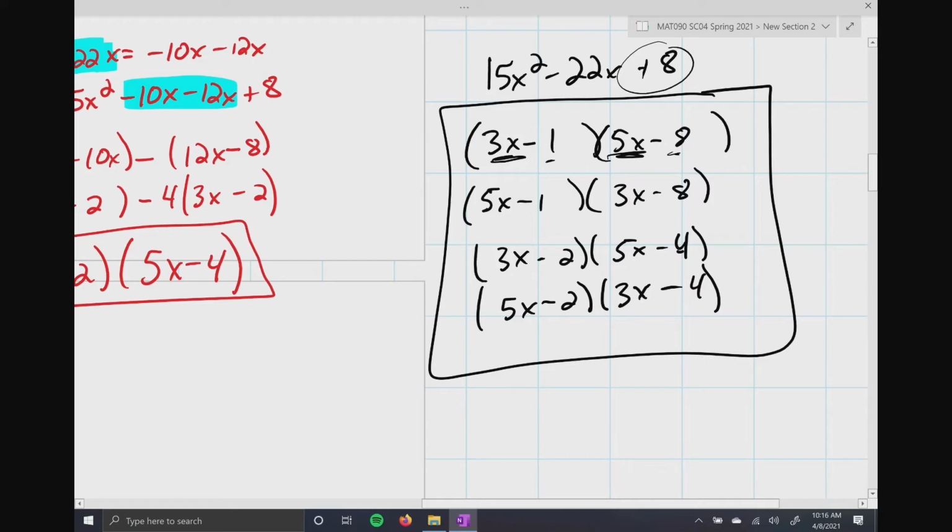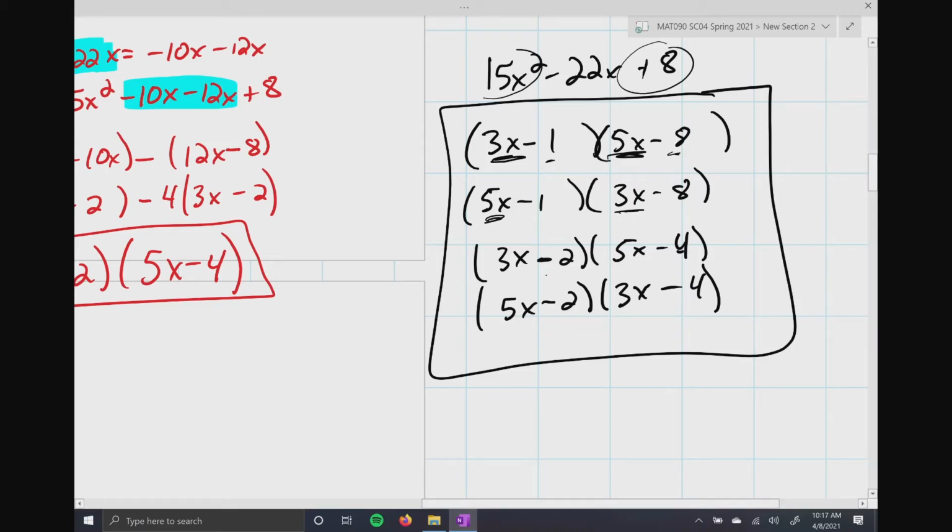Look at the second example. 5x times 3x is 15x squared. Negative 1 times negative 8 is positive 8. Look at the third example. 3x times 5x is 15x squared. Negative 2 times negative 4 is still positive 8. And the last example, 5x times 3x is 15x squared. Negative 2 times negative 4 is positive 8.